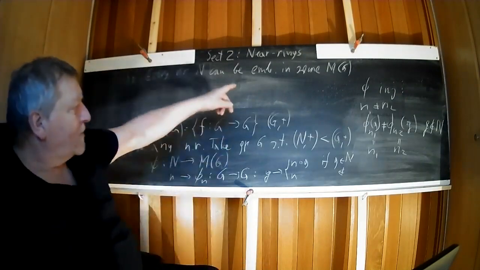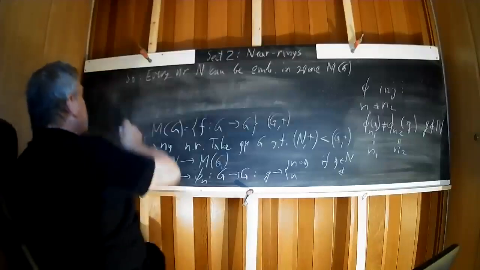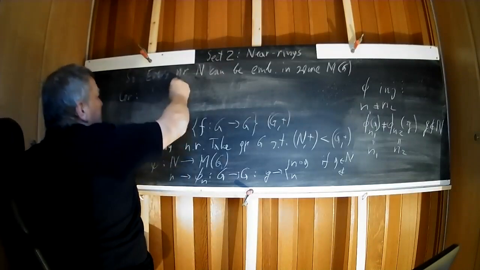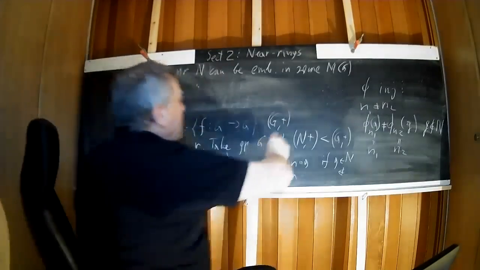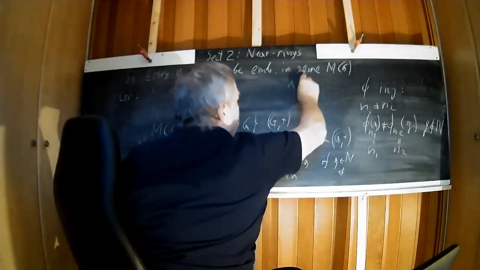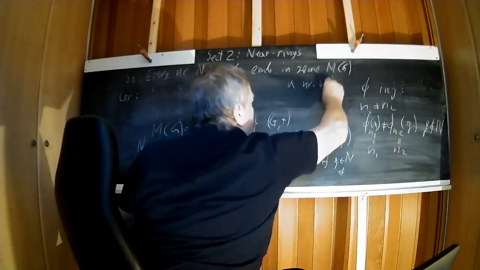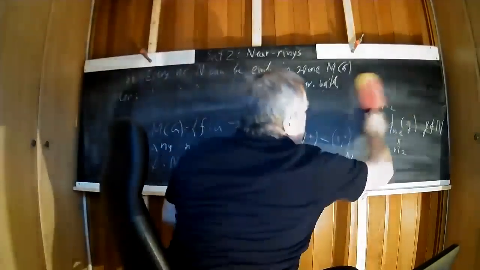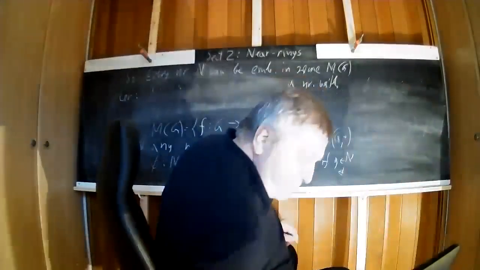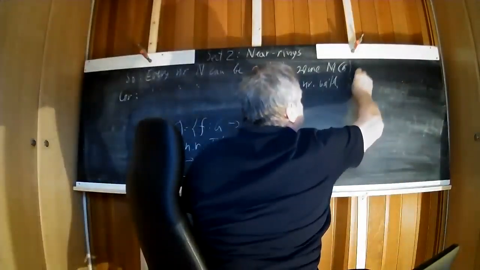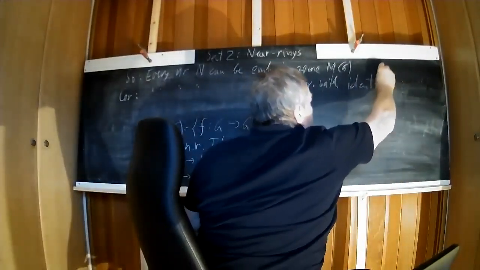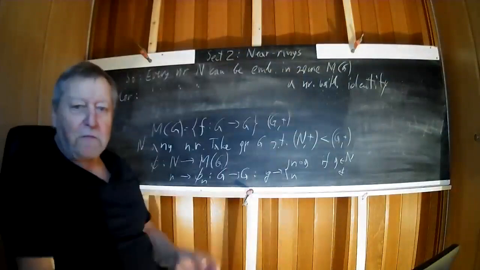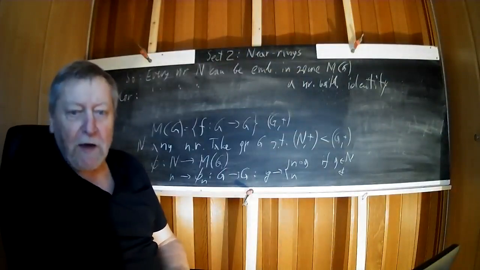This shows even more, because as a corollary, we can say that every nearing N can be embedded in a nearing with identity. Because M of G has an identity, namely the identity map.